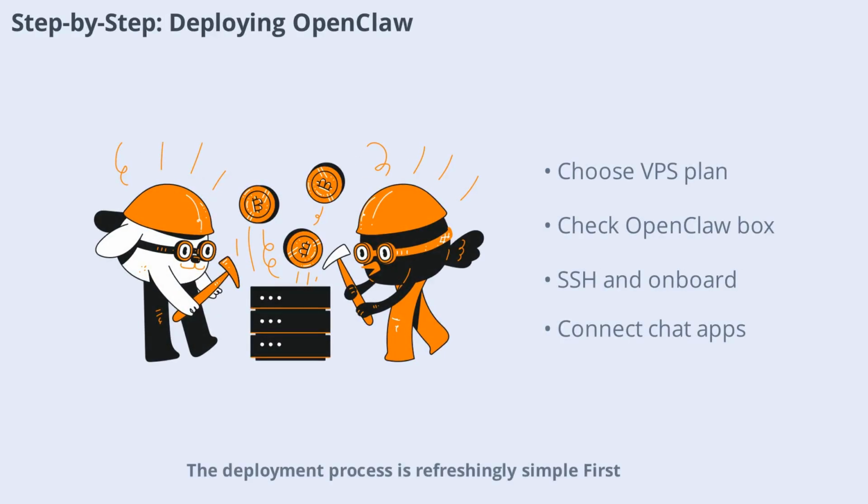The deployment process is refreshingly simple. First, head to the Contabo OpenClaw hosting page and pick the entry-level Cloud VPS 10 plan. With 4 vCPU cores, 8 GB RAM, and 75 GB NVMe storage, it's more than enough for OpenClaw. During checkout, just check the OpenClaw box. After a brief wait for provisioning, SSH into your server and follow the onboarding wizard. Connect your preferred messaging channels, pick your LLM provider, and enter your API key. That's it, you're live in under 5 minutes.